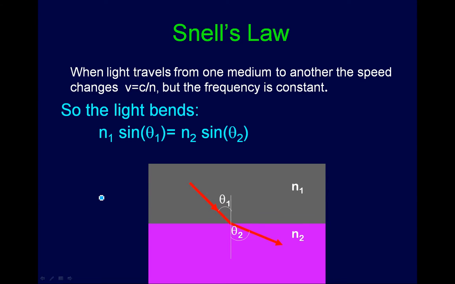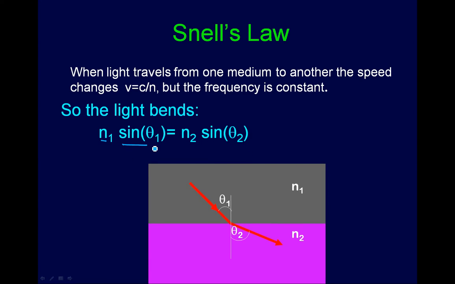That was a little bit about reflection, and now we'll move on to refraction. For refraction, it's a little more complicated, and we have an equation called Snell's law that explains how this works. When light travels from one medium to another, the speed changes, which we talked about. The frequency, however, will remain constant, and so in order for this to happen, the light will bend. Here's the equation that describes this bending.